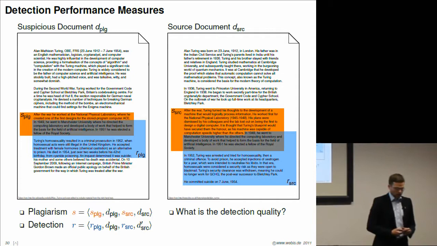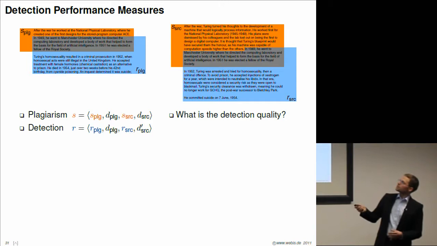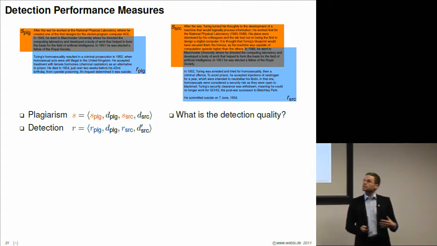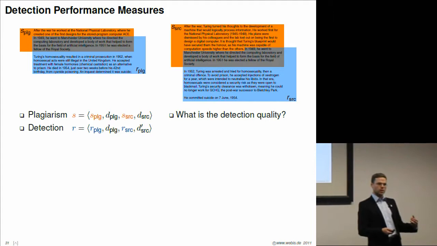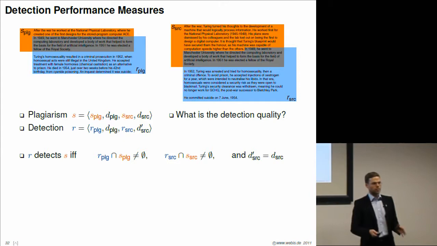As part of my research, I have come up with formulas to do that. And these are performance measures which can be used to evaluate plagiarism detectors. Let us focus now on this case and this notation. The first most important thing in such plagiarism cases is that a detection has to fulfill a constraint in order to truly detect a plagiarism case. We say that R detects S if and only if there's overlap on both sides, the plagiarized document and the source document. The overlap need not be more than one character in the extreme case, but it has to be there.